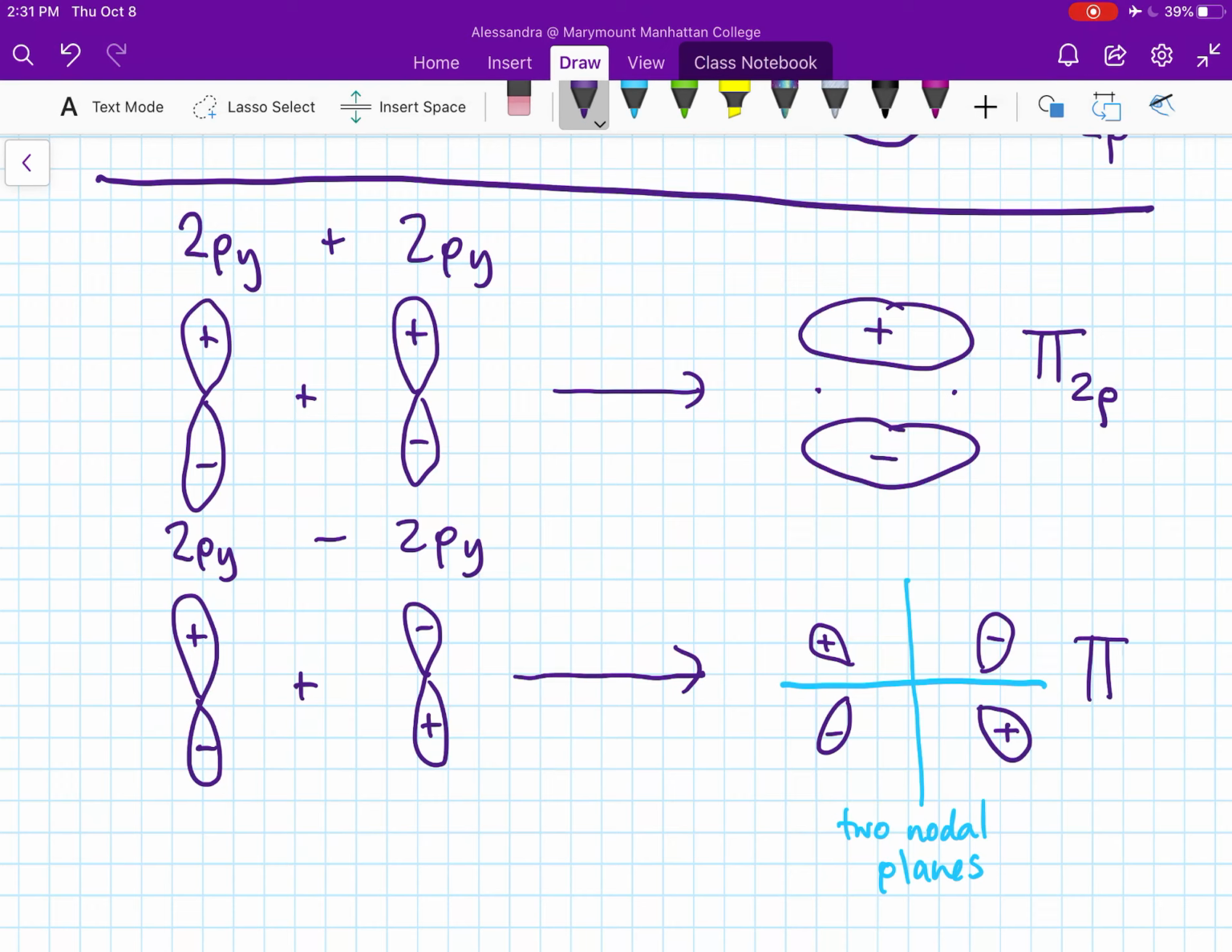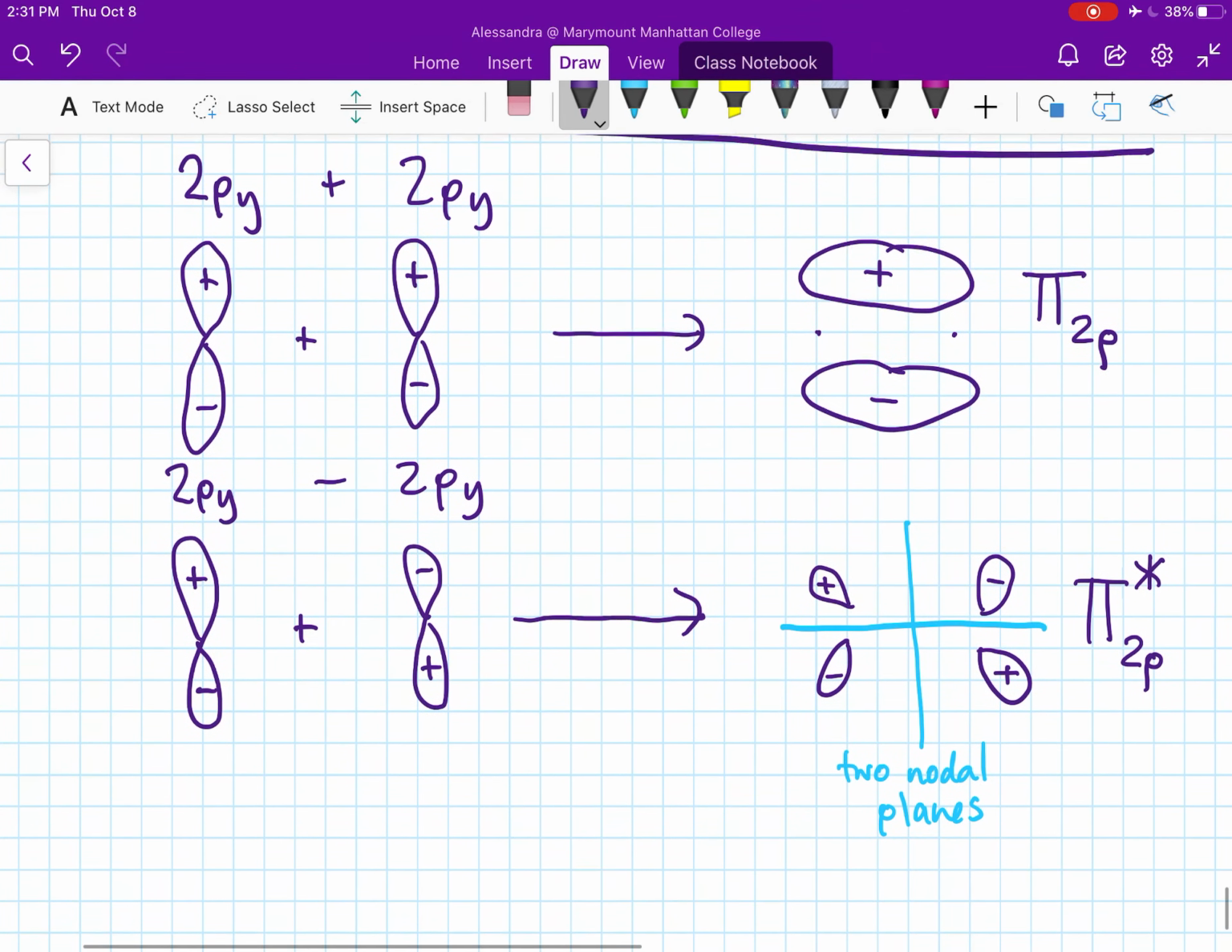That, of course, is an anti-bonding interaction. So I'm going to call it pi star, and I'm going to give it a 2p subscript. It's pi because it's above and below the bonding axis, the overlap. It's star because it's anti-bonding. I'm creating a new node that separates the nuclei. And it's 2p because it comes from the overlap of two 2p orbitals.